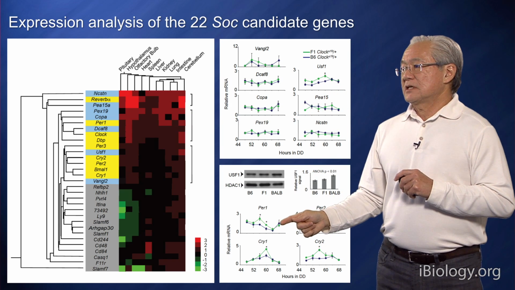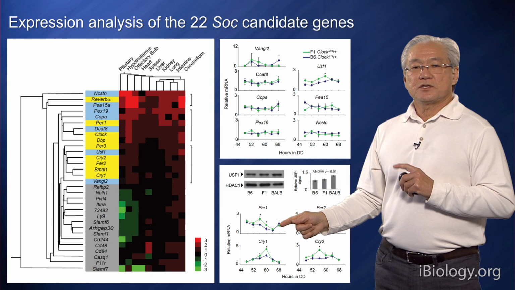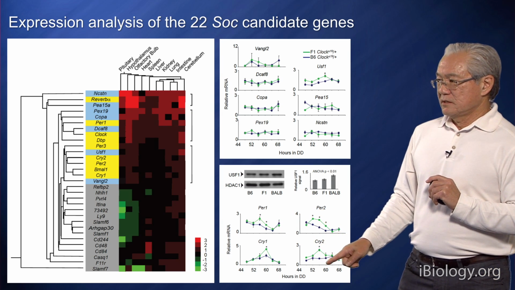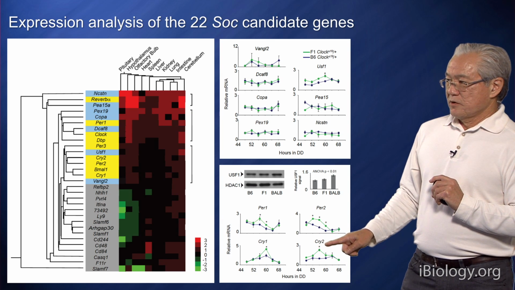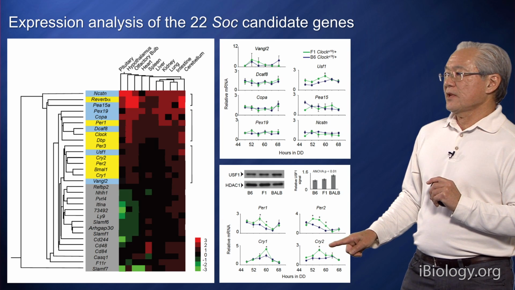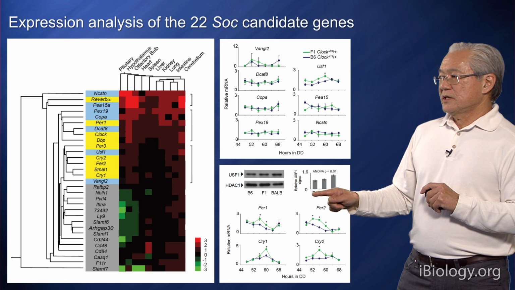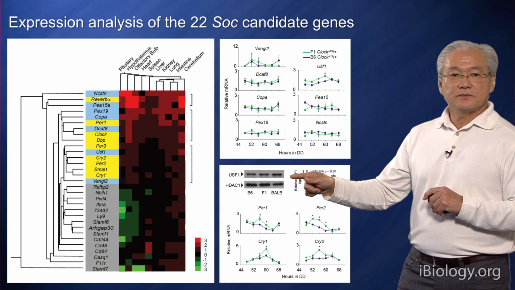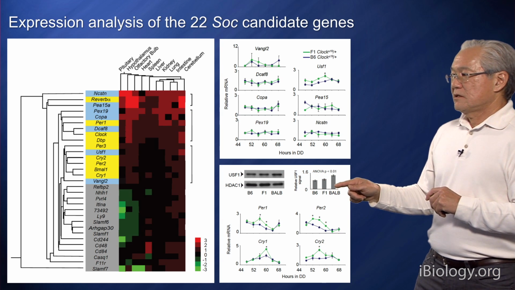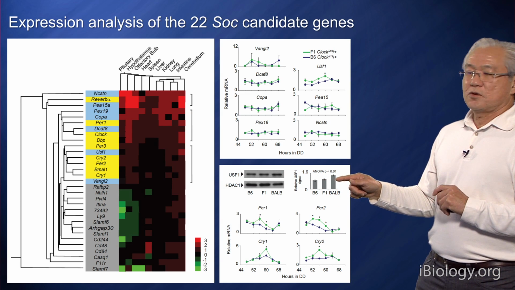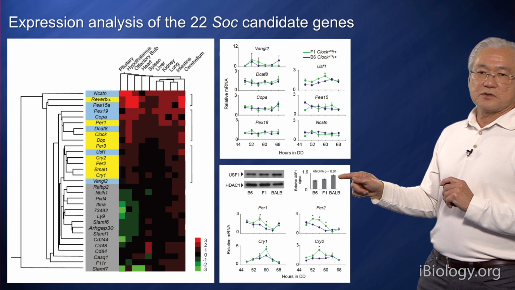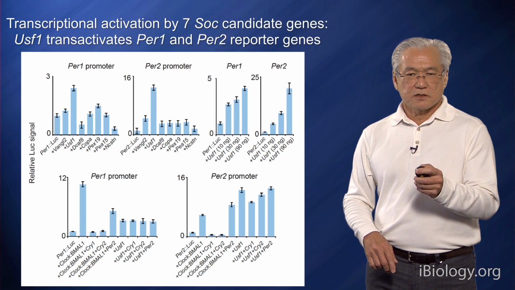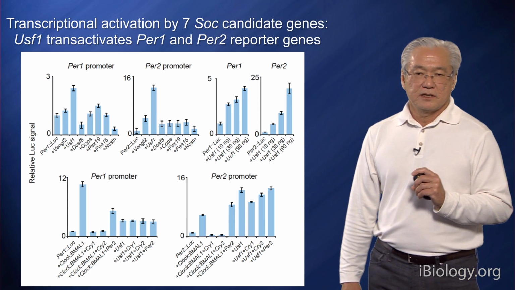And when we looked at the levels of the PER1-2 and CRY1-2 genes, they are also elevated in the suppressor strain. Okay? When we then look at the expression of the USF1 protein, we find that there's a very subtle difference. It's a 40% increase in USF1 protein. Very small, but significant. So that focused our attention on USF1.